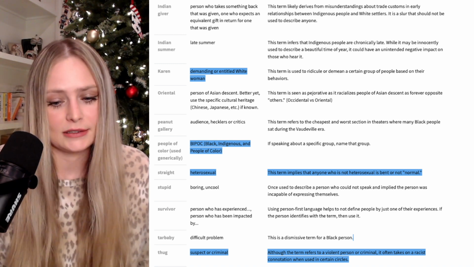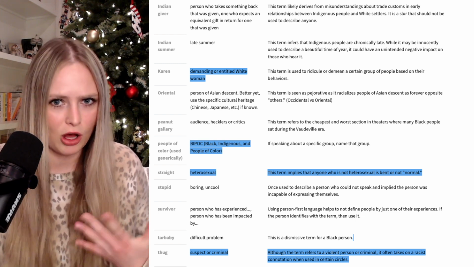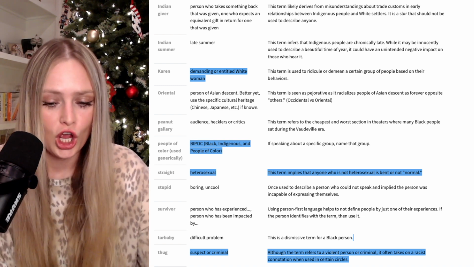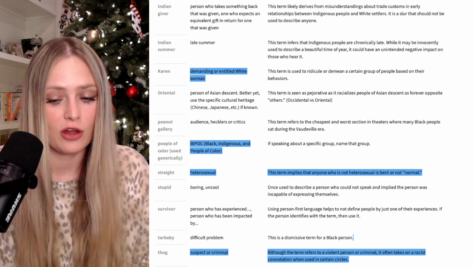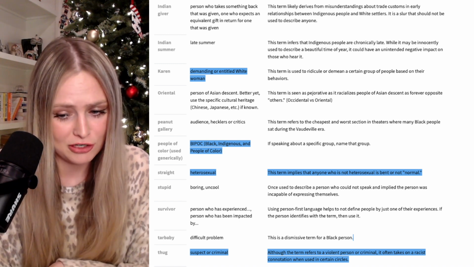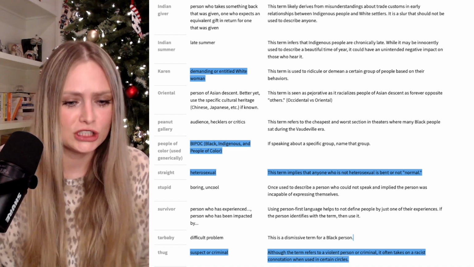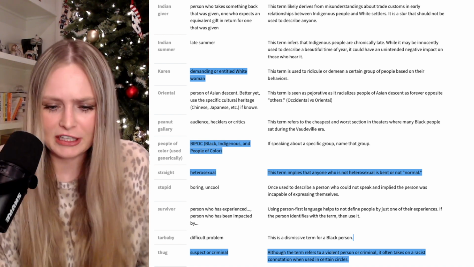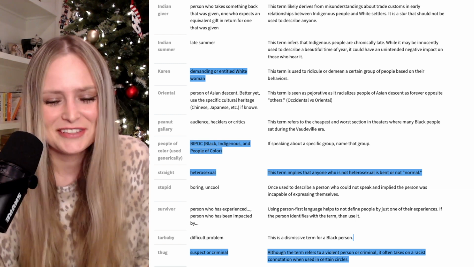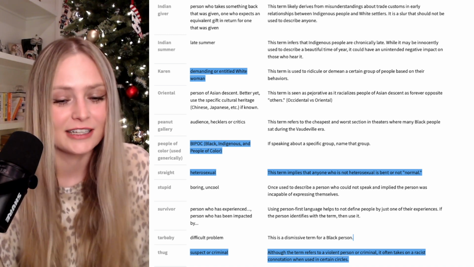So now we're getting into the sexuality stuff. Now calling someone straight is offensive and needs a content warning. Instead of calling someone straight, they want you to call them heterosexual because this term implies that anyone who is not heterosexual is bent or not normal. Interesting. So it's not that you're offending straight people, it's that you're offending people who are not straight by using the term to talk about someone that someone else is going to get offended about.